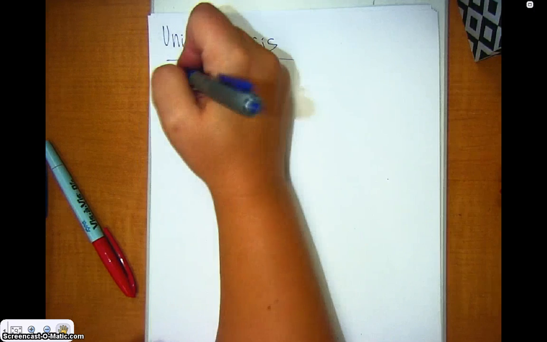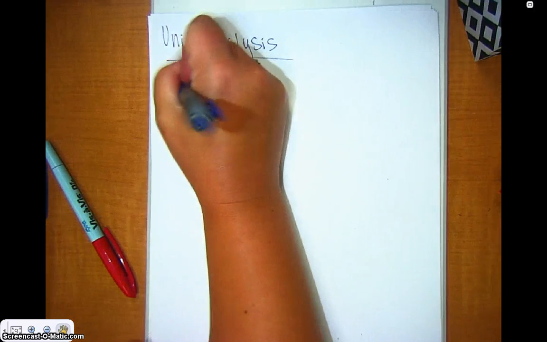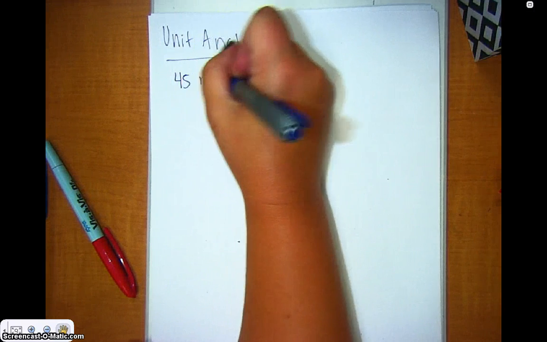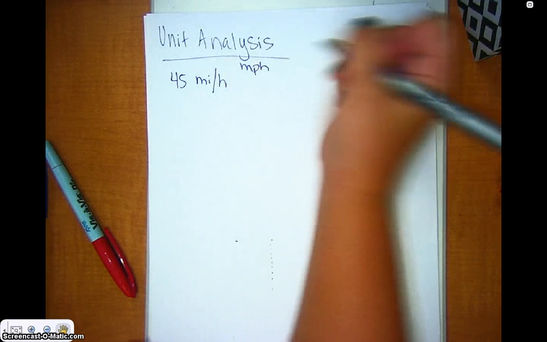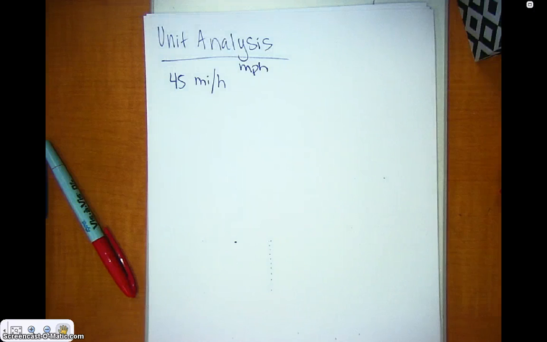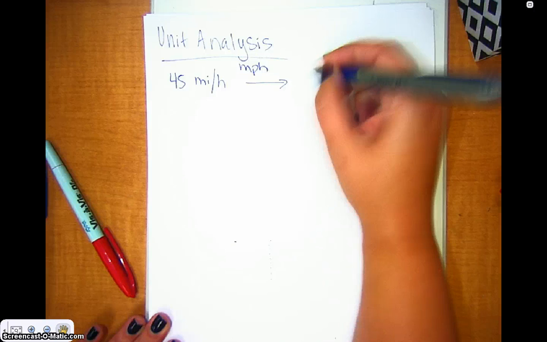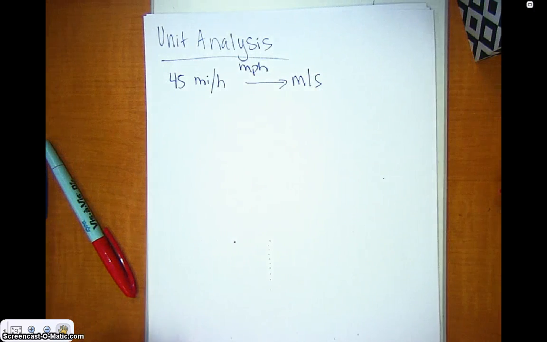So let's say that we have a car that's going 45 miles per hour. So I would write it like that, or sometimes you'll see it like this. Okay, and I'm told that it accelerates at some rate of meters per second. Well, then I need to convert my speed, or my velocity here, to meters per second. Okay, so that's the conversion I'm trying to make.